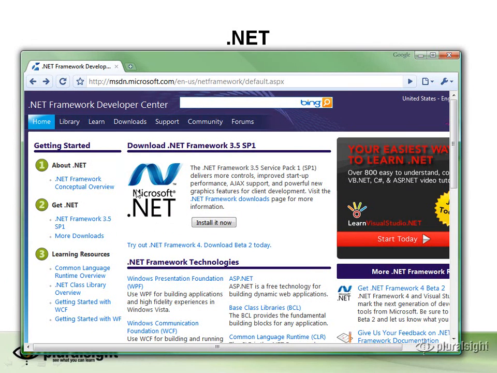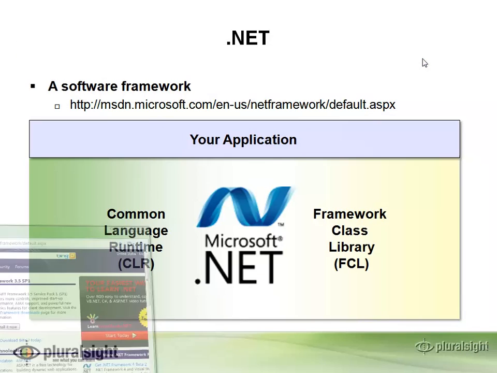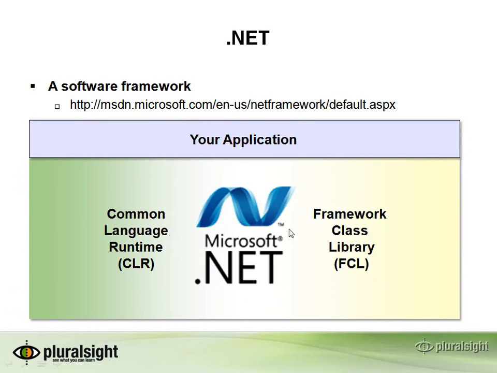the .NET Framework. Now the framework itself, we commonly think of it in two separate pieces. There's the Common Language Runtime, or the CLR, and the Framework Class Library, or the FCL. Some people also refer to this as the Base Class Library, or the BCL.